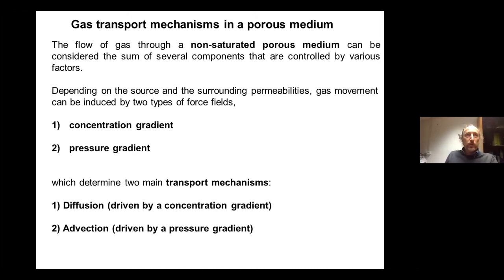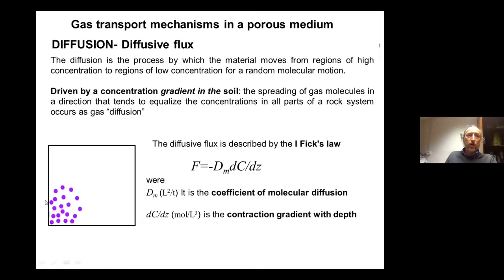Depending on the source and on the permeability of the soil, the gas movement can be induced mainly by two types of forces. It can be due to the existence of a concentration gradient and of a pressure gradient. These two forces define two main transport mechanisms: diffusion, that is driven by the concentration gradient, or advection, that is driven by a pressure gradient.